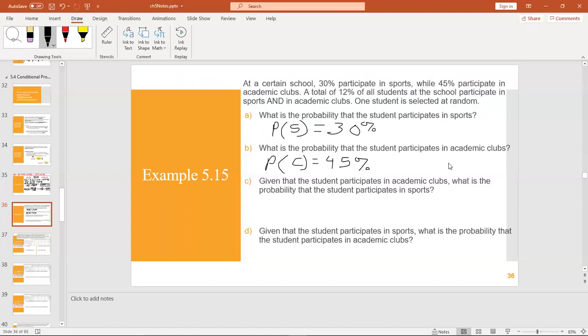Then they say, given the student participates in clubs, what's the probability they participate in sports? So what this means, given clubs, so this is going to be probability of sports given clubs. So clubs is what we know beforehand. Well, how would we find this? This is the probability of sports and clubs together divided by the probability of clubs.